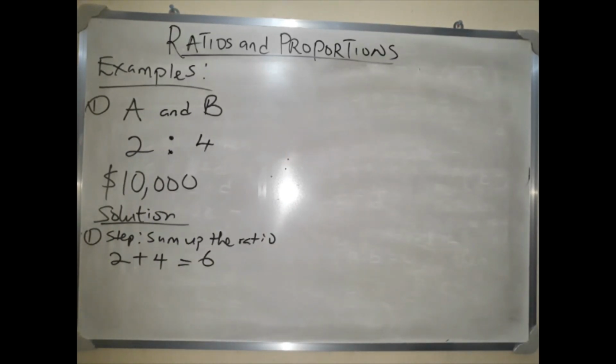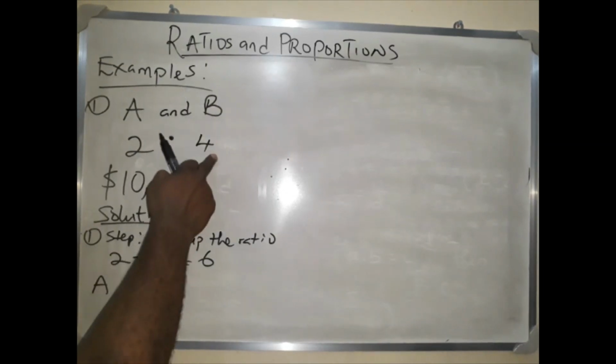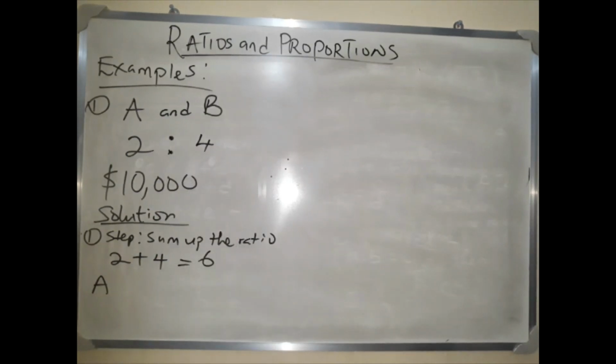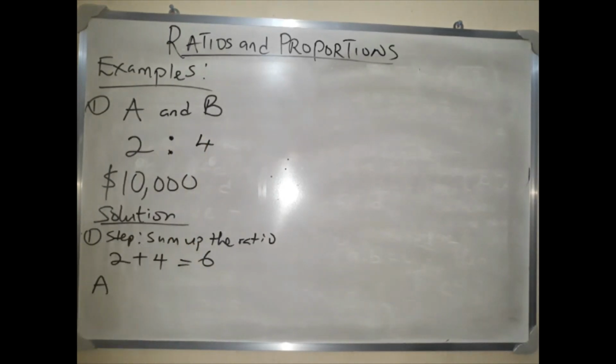Now, the next thing you're going to do is that for each of the ratios, you divide it by the sum of the ratio and then multiply it by the total amount which you want to divide. So let's say Mr. A belongs to this ratio of 2, and Mr. B belongs to this ratio of 4. That's how we want to assign it, because it just told us that we have two partners, A and B. So let's say Mr. A is number 2, while Mr. B is number 4.